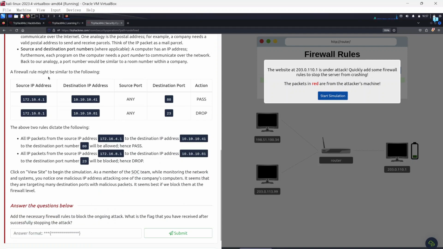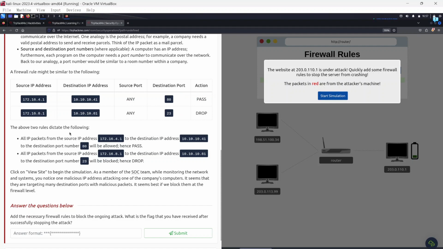Great. Now, a firewall rule might be similar to the following: source IP address, destination IP address, source port, destination port, action. So if the source IP address is this, the destination IP is this, source port any, destination port 80, pass. But if it is the same source IP address, with this destination IP address, which will probably be the company's own, any source port, but the destination port is 23, drop.